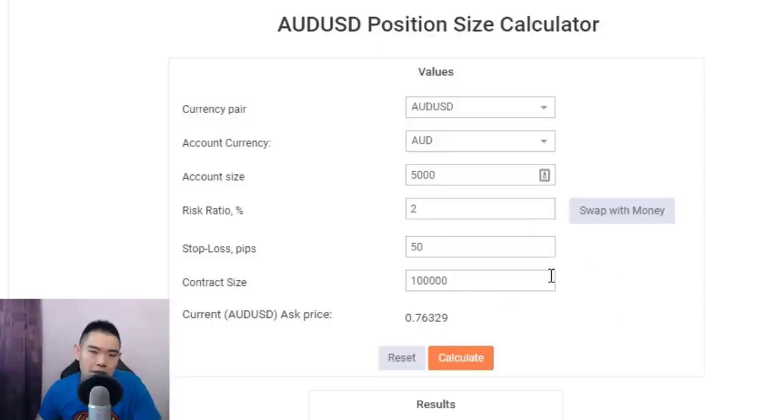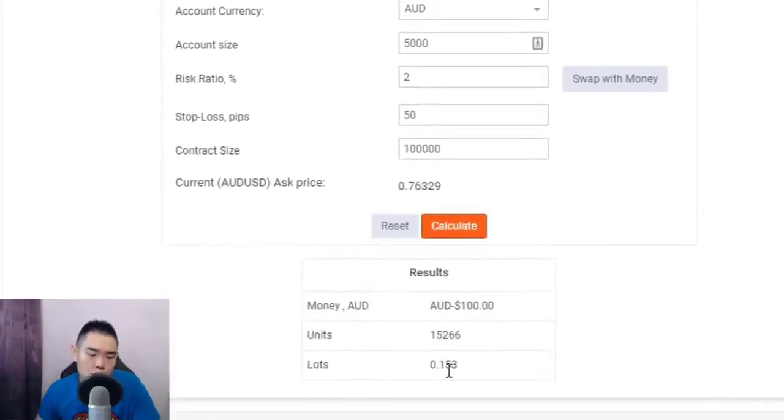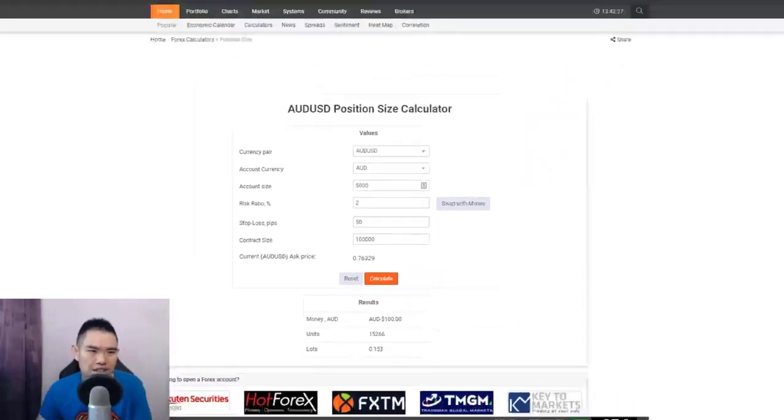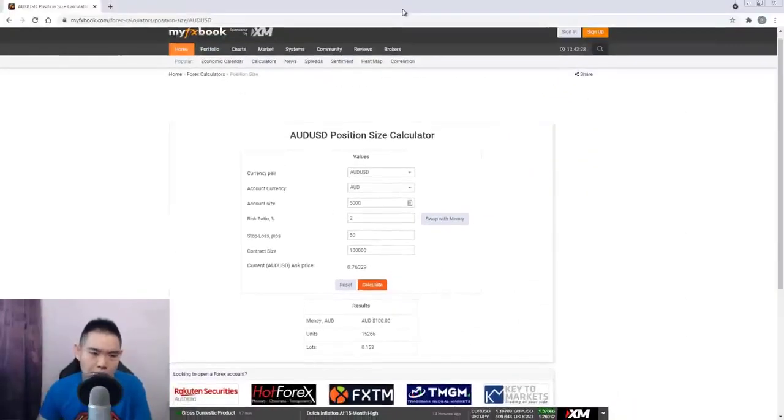So now the question is, how many units should you be trading such that if this trade goes against you and hits your 50 pip loss, the loss on this trade is only 2% of your account, 2% of this $5,000, 5,000 Aussie dollars. Click calculate, and it tells you that you should only be trading 1.53 mini lots. Make sense? Okay, so don't worry, we'll talk more about position sizing and risk management with chart examples later on, but for now I just want you to know how to use this very useful calculator. Just click Google, there are many free available ones, and just pick whichever that you're comfortable with.